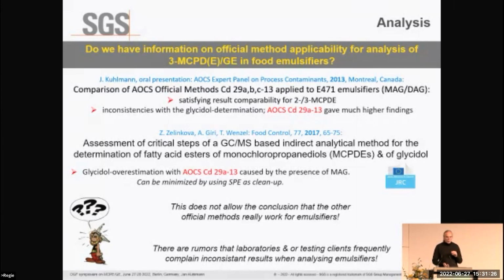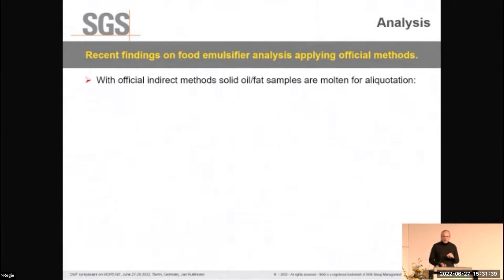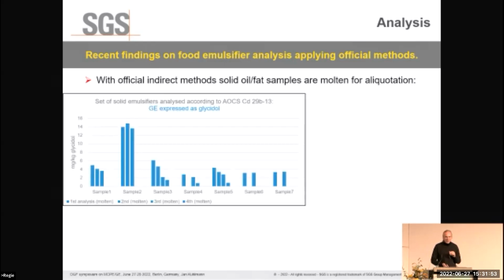So there are rumors that labs or testing clients more or less frequently complain on inconsistent results when analyzing emulsifiers. And I would like to go a little bit deeper into that. One point we have to consider is that within the official methods, it's a clear advice if you have solid fats, solid samples, you have to melt them for aliquotation. And these were some results from a set of routine samples that we analyzed for GE contents on a client's behalf. We had no information about the nature of these emulsifiers.